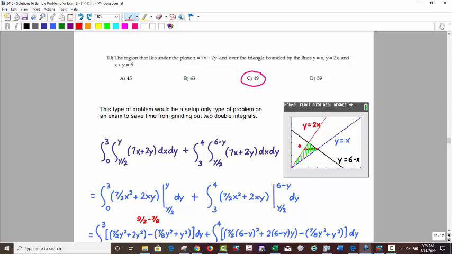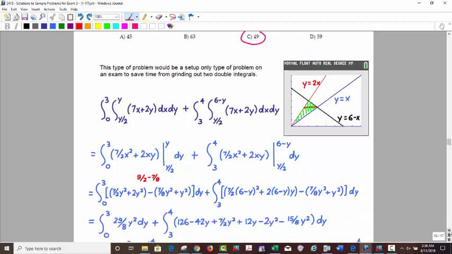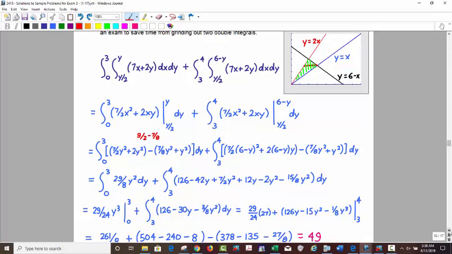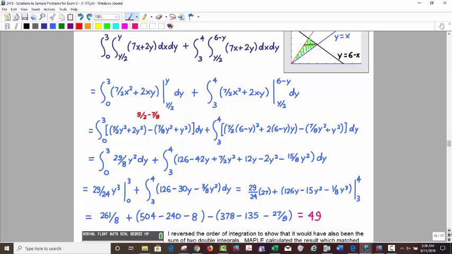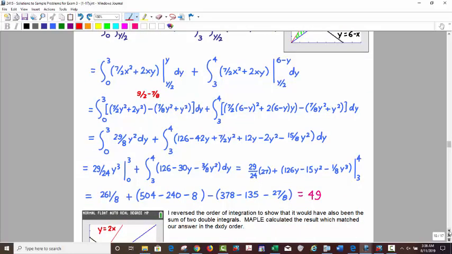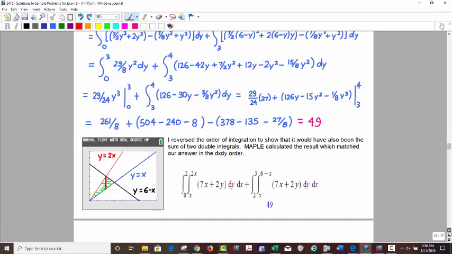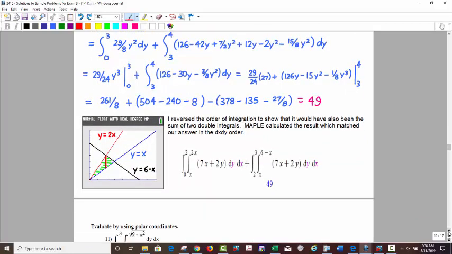Then left to right this time, it's the same y over 2 on the left, but on the right side, if you take y equals 6 minus x and solve it for x in terms of y, you will get 6 minus y. So there's the setup. Here's the mechanics of working all this out. It's just a little tedious, so don't worry too much about that. Just focus on the setup, and you get 49. Now I come down here and take the same picture, and I'm going to show you the other way, dy dx.